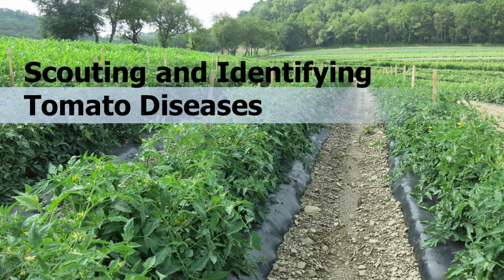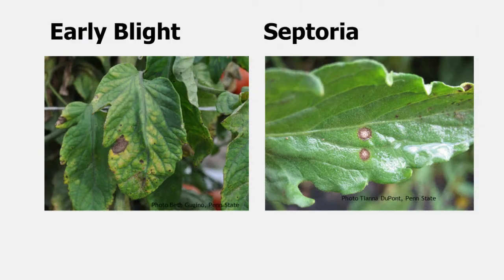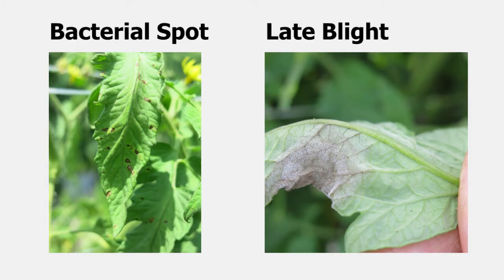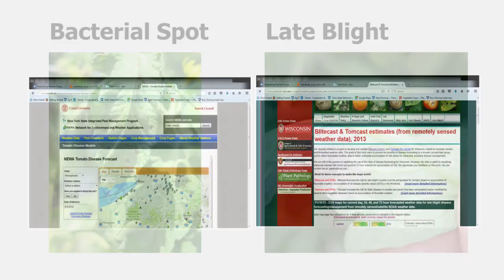Disease scouting and identification is the first step to a successful disease management plan. In this video, we'll review how to properly scout and what to look for in your tomato crop. Early blight, Septoria, bacterial diseases, and late blight can all cause serious problems in tomato plantings. Tomato fields should be scouted throughout July and August.